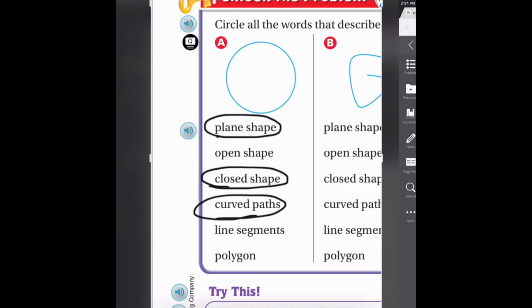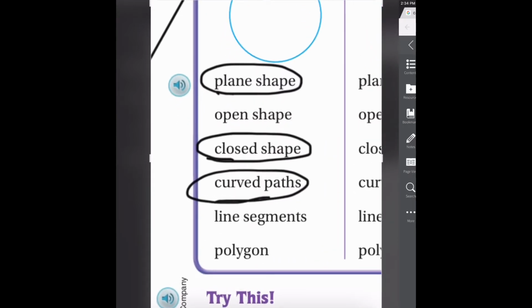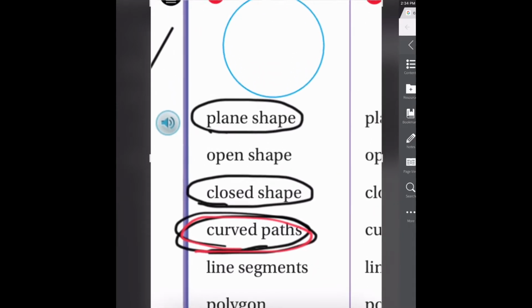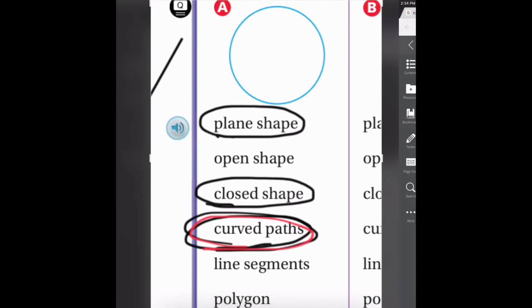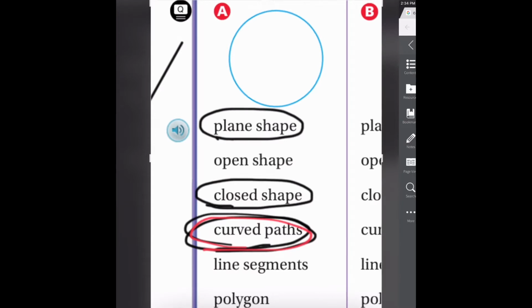And does it have line segments? No, it doesn't. Remember, line segments need to be straight and have endpoints on them. So it doesn't have any straight lines. So is it a polygon? No, it is not a polygon. A polygon cannot have curved paths. If it has curved paths, it's not a polygon. It had the other two, though. It was a plane shape and it was closed. But because it had curved paths, not a polygon.